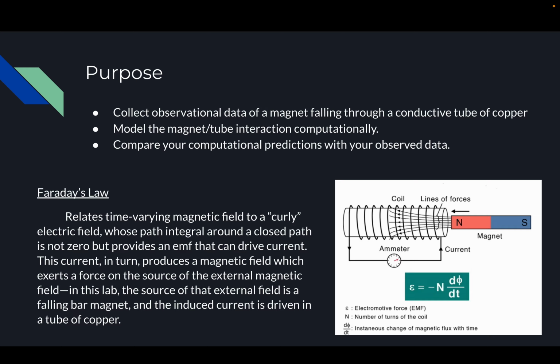So the purpose of this lab is to collect observational data of a magnet falling through a conductive tube of copper, model the magnet/tube interaction computationally, and then compare your computational predictions with your observed data. This lab uses Faraday's law, which is explained here, and here's a diagram representing the coil, where this would be the copper wire and this would be the magnet coming through it. And then here's the equation used along with it.